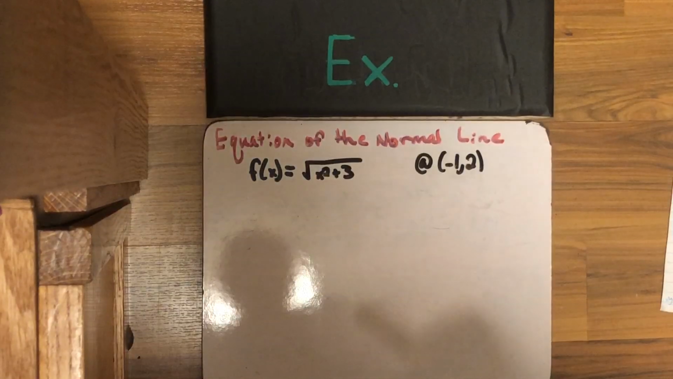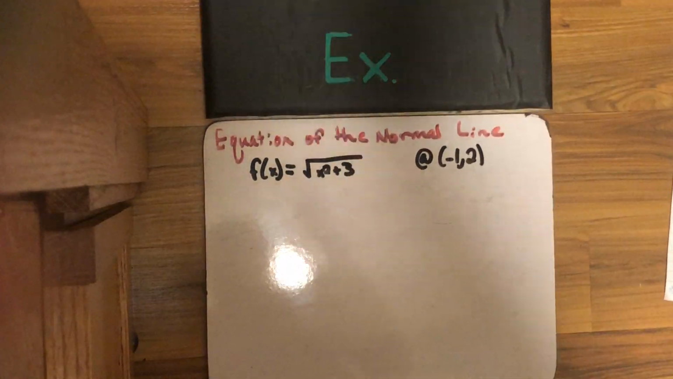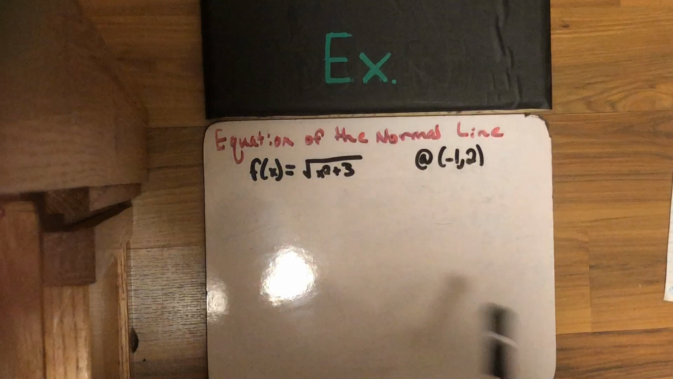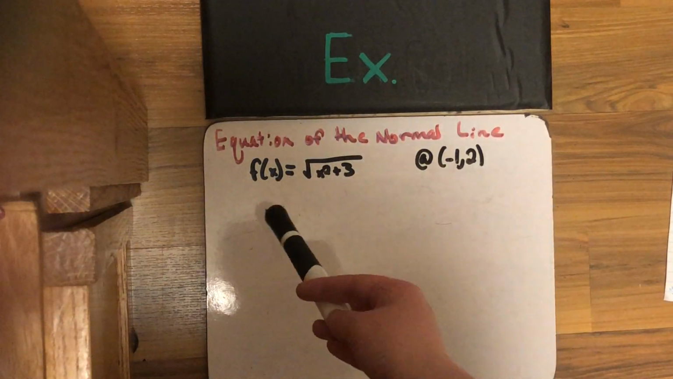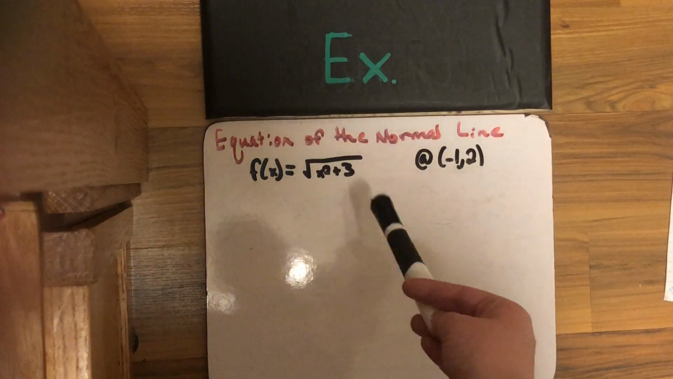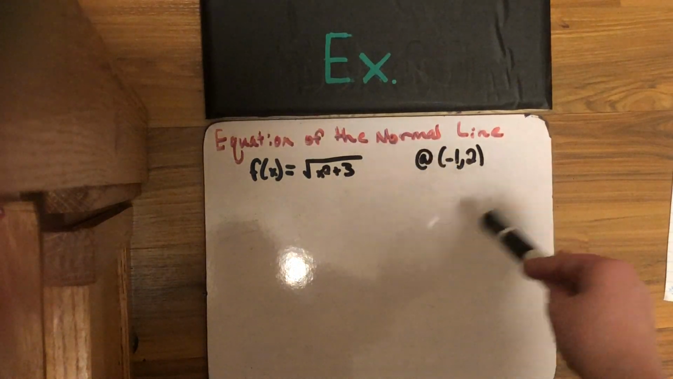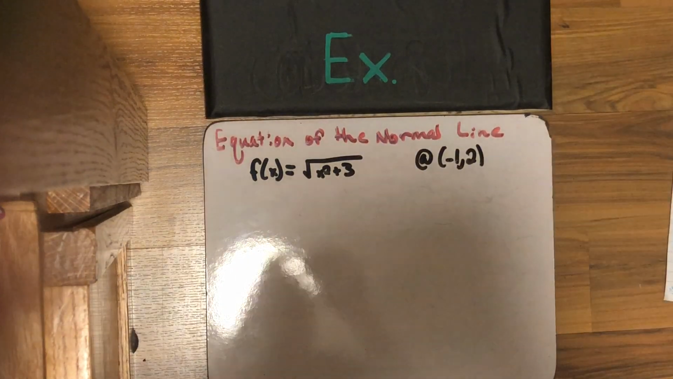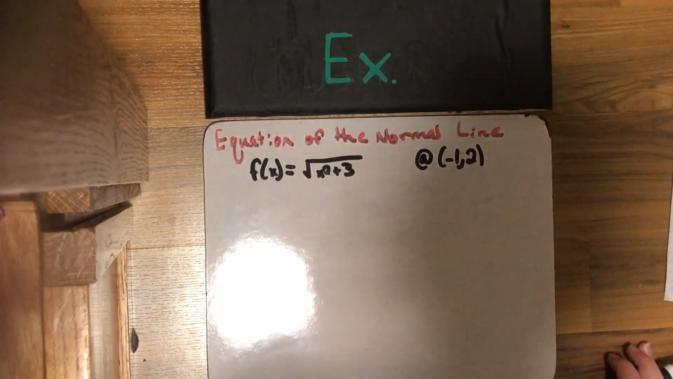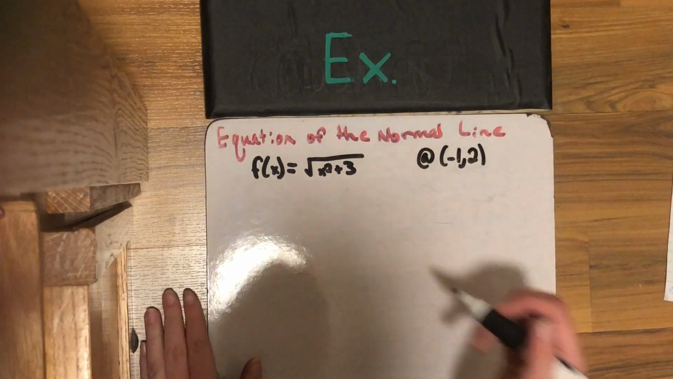The next thing we need to know is the equation of the normal line. So we're going to start by using an example to go through it. Makes it easier to understand. So here we have f of x equals square root of x squared plus 3. And we're going to evaluate this at the point negative 1, 2. So the first step is to find the derivative.